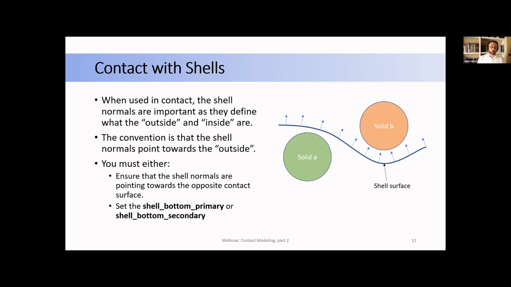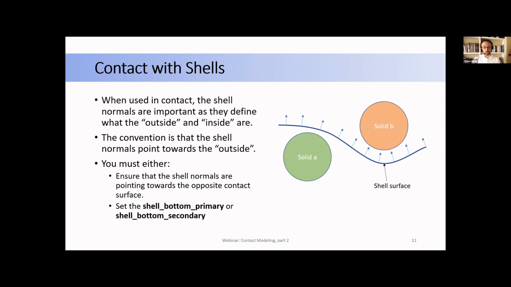So first of all, you do need to know in which direction the shell normals are pointing, because the shell normals are pointing to the outside of the shell. So contact happens when a node ends up on the negative side or the inside of the shell, right? So it's important to know in which direction these normals are pointing. Now, there are some situations in which, regardless of which direction the shell is pointing, you cannot define contact properly without additional flags that you have to give to the contact formulation.